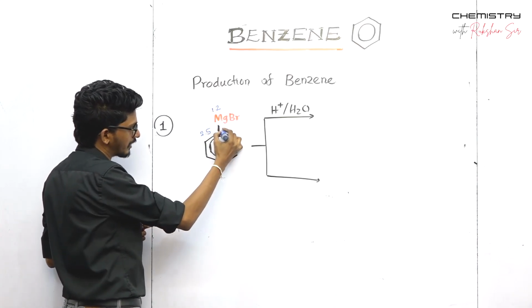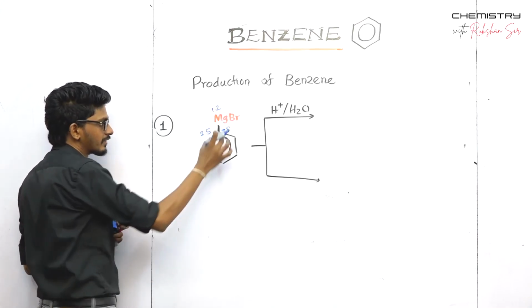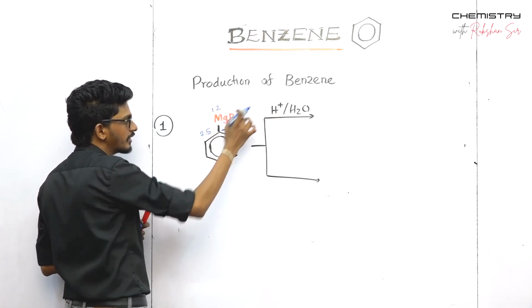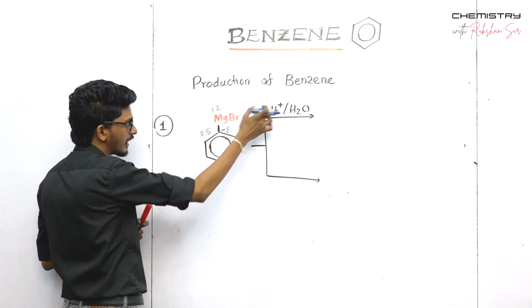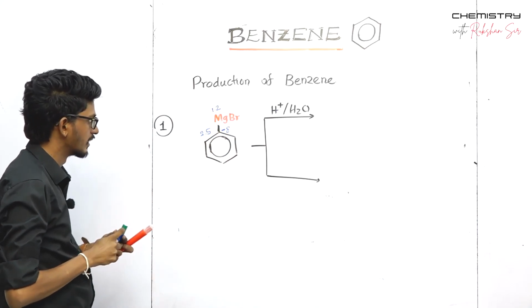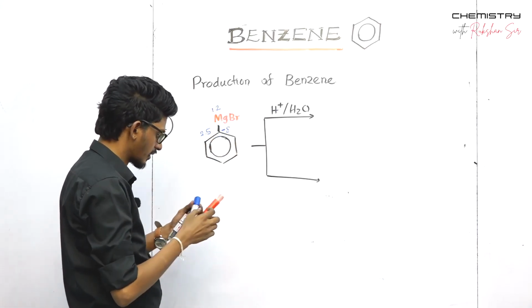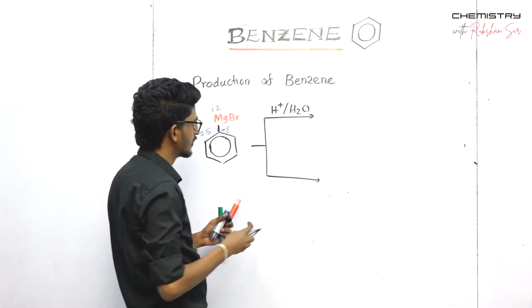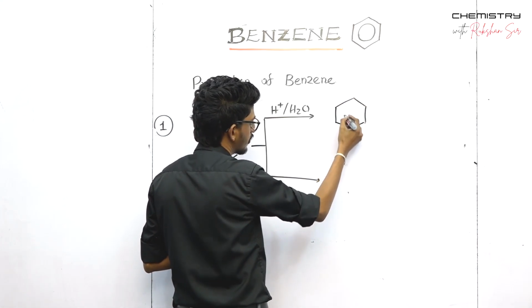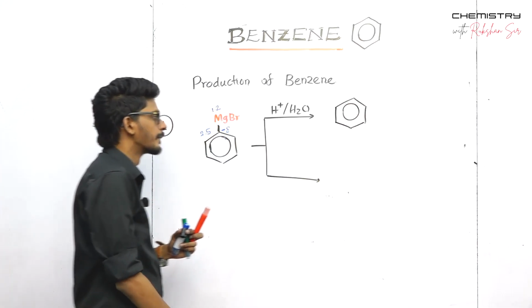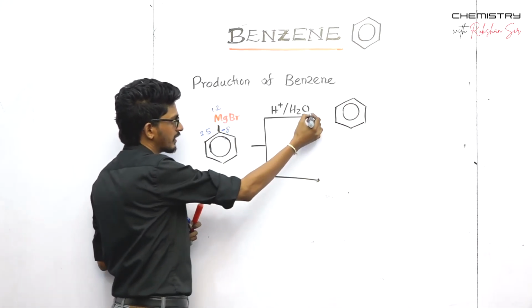So the carbon is carrying some negative delta. So that will ultimately attract the positive hydrogen, right? So the MgBr leaves and hydrogen will connect, right? So we'll come up with benzene ultimately. That is the first method of producing benzene from other compounds, right?